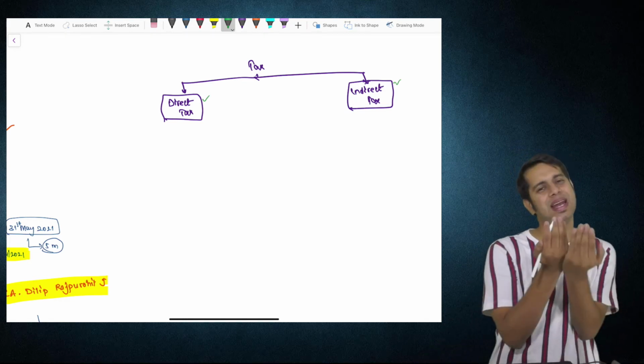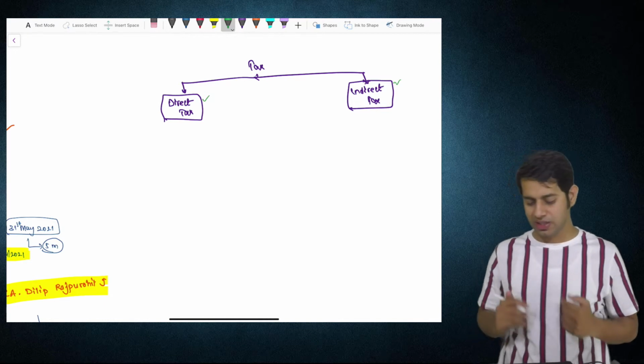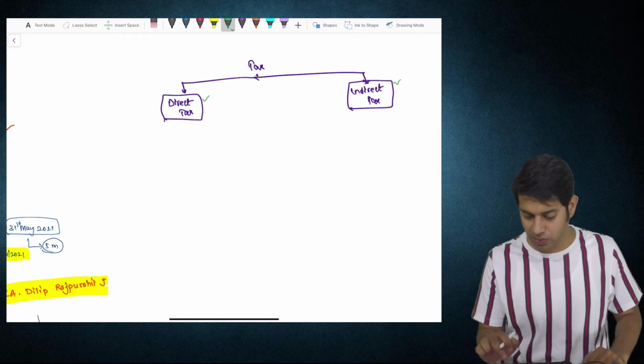You are telling something which I directly pay to the government is direct tax, something which I am indirectly paying to the government is indirect tax. What is this nonsense, sir? Yes, that is true.